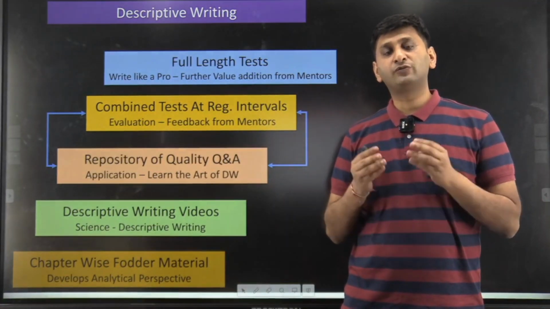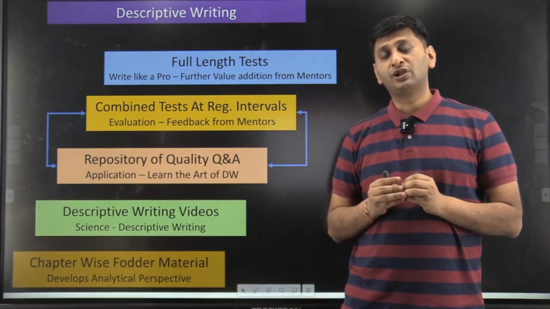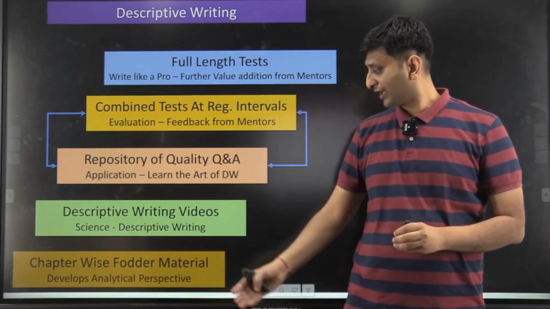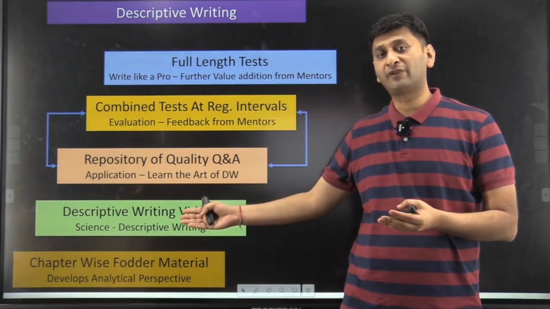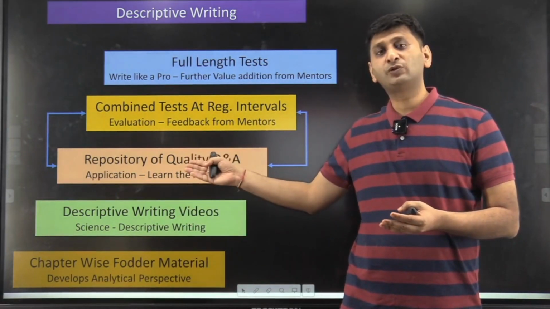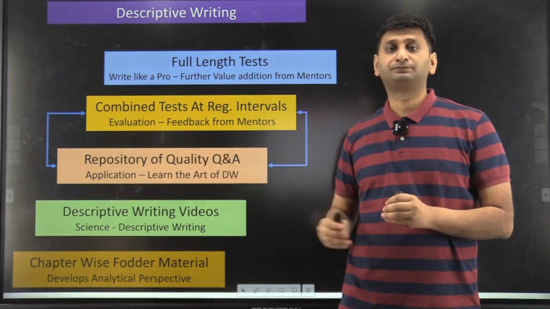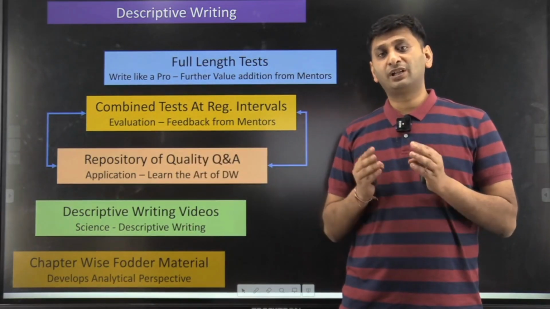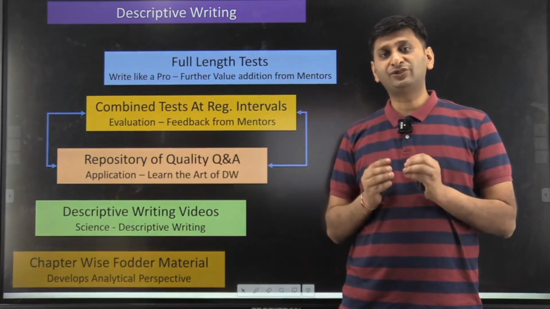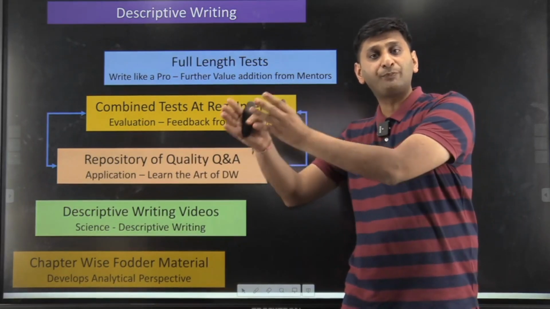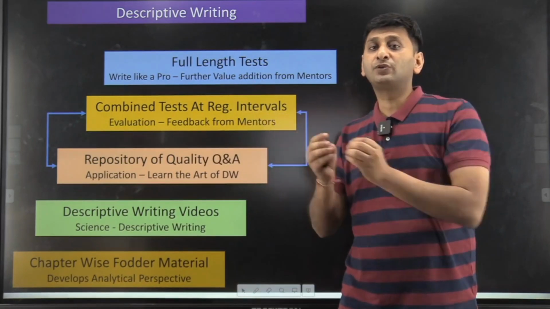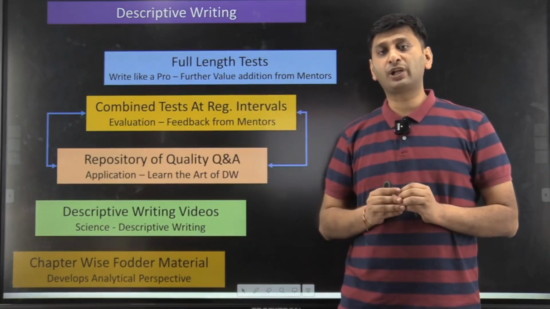By now, you would have gained a lot of theoretical knowledge. You would have gained a lot of analytical knowledge through fodder material. You would have also learned the science of descriptive writing. So now it's time to apply all your skills. Here you would be given a list of questions for each chapter, segregated into 10 markers, 15 markers and previous year questions from 2008 till 2021.